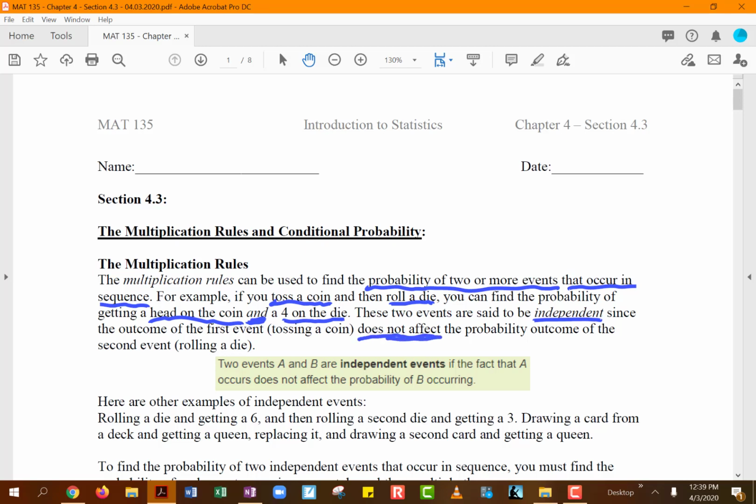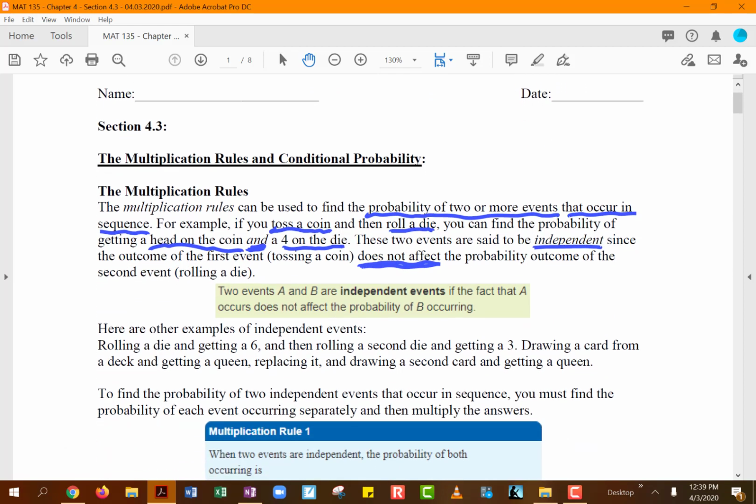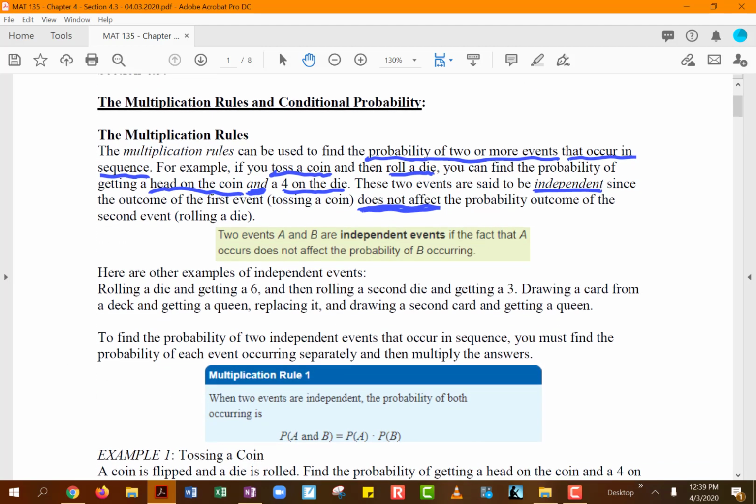So we call them independent because, like I said, the outcome of the first does not affect the outcome of the second. Your two events, A and B, are independent if A occurring does not affect the probability of B occurring, okay? Just some examples of independent events: you can roll a die and get a 6, which is one event, and then roll a second die and get a 3. Rolling the first die and getting a 6 has no effect on rolling the second die and getting a 3.